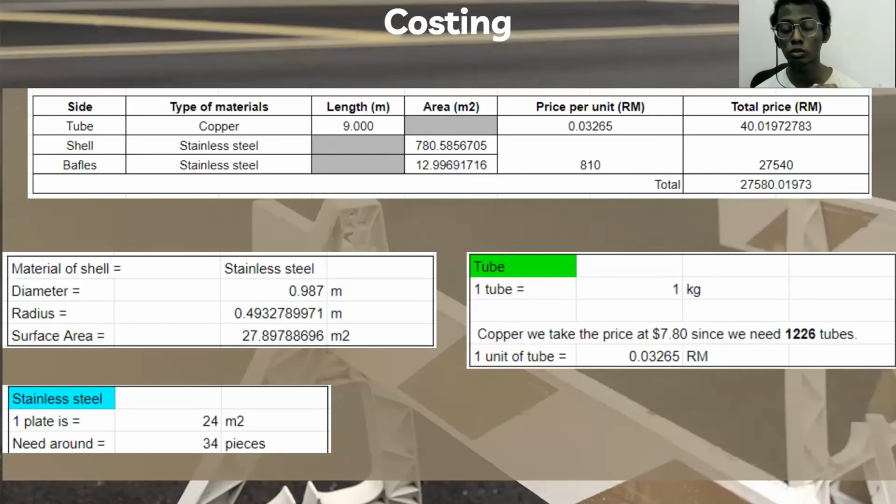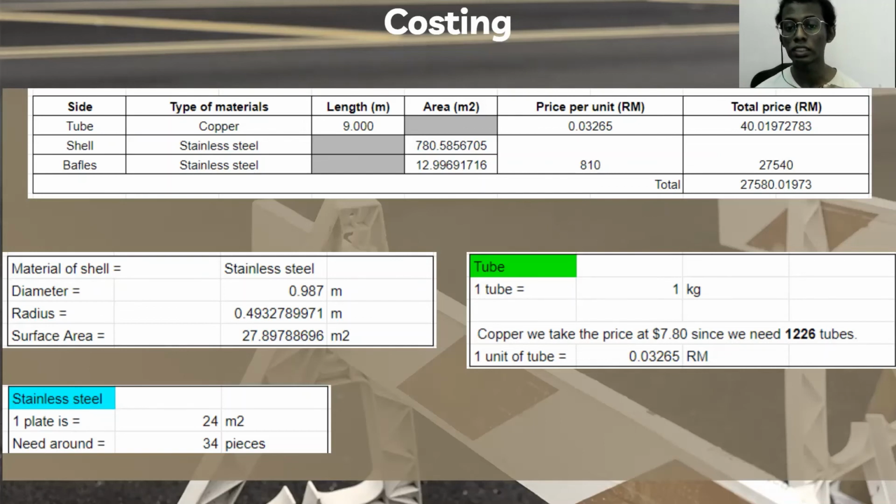And for the costing part, we need 2 materials actually, copper and stainless steel, and the stainless steel is for the shell and also for the baffles. For the price, for the copper we need almost 40 ringgit, and for the stainless steel 27,540 ringgit. And for the stainless steel, as per the calculation, we need around 27.898 m square. So stainless steel we need around 34 pieces, and for the tube we need 1 kilogram of the tube.